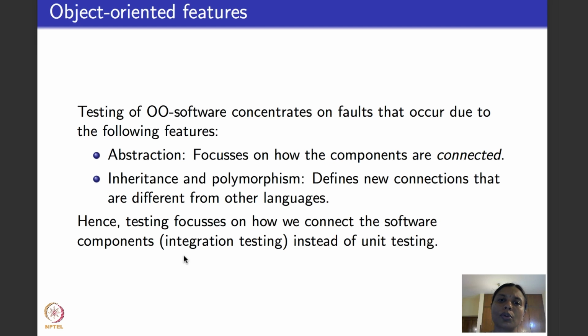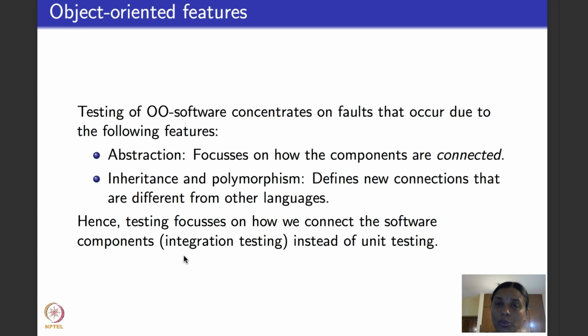So what does object-oriented software do? One of the central features that object-oriented programming provides is abstraction. Abstraction lets you abstract the kind of information that you want, typically as classes, and you focus on how the various abstract components are connected. We also discussed features like inheritance and polymorphism when I introduced them last time. They basically define new connections that these abstractions offer, and these are typically not found in non-object-oriented languages.